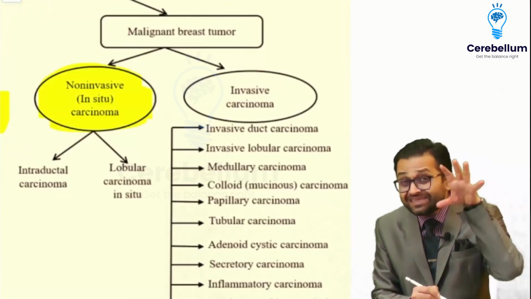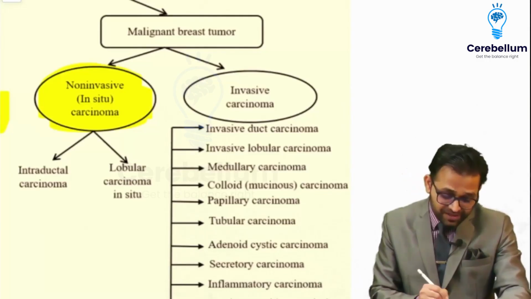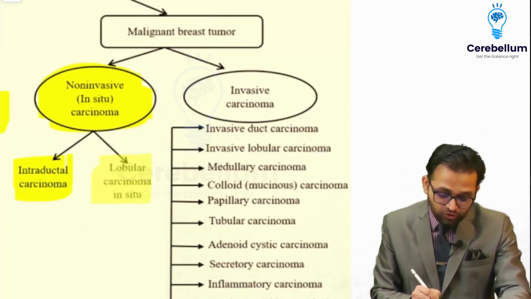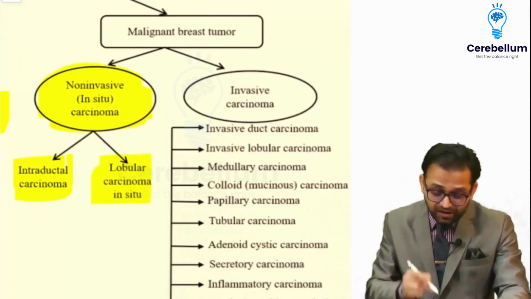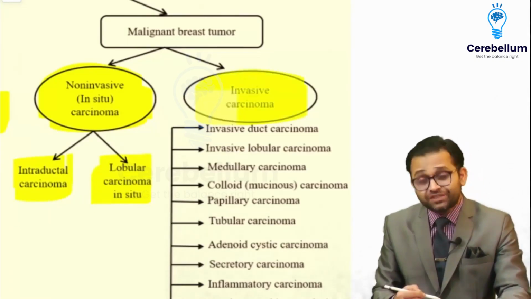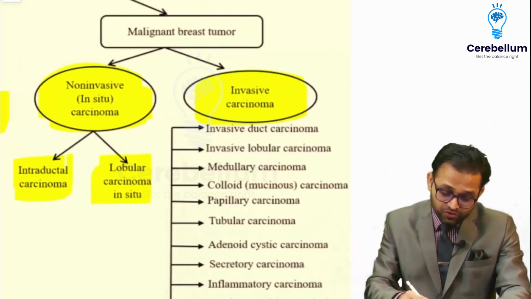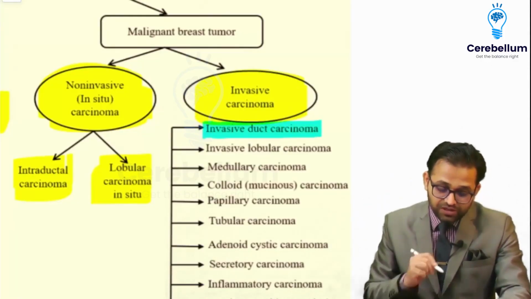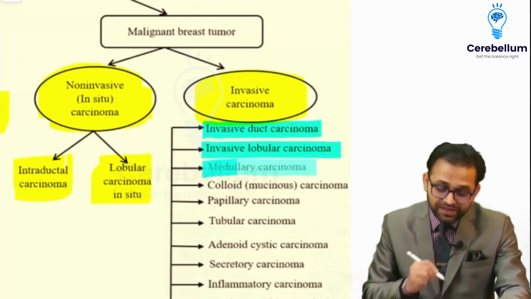They are located in their own place. That's why in situ carcinoma. These are again two types: intraductal carcinoma and lobular carcinoma in situ. While the tumor which is spreading away, so you will say invasive, it is invading to the distant place. So invasive duct carcinoma, invasive lobular carcinoma, yes, a medullary carcinoma.